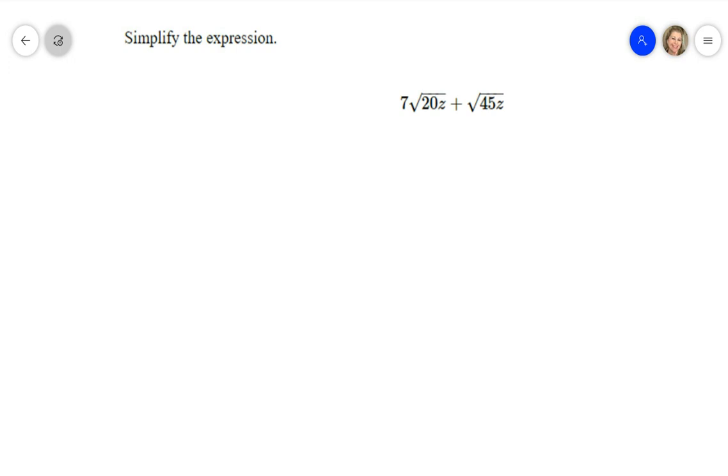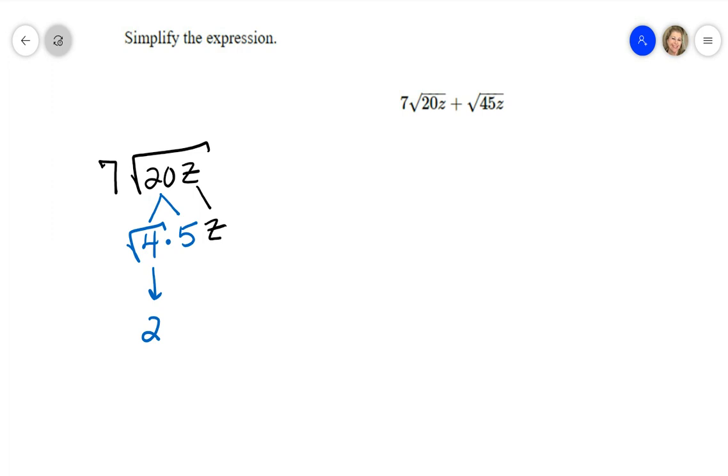So, I'm going to start with the 7 times the square root of 20z. 20 is not a perfect square. However, 20 is the same thing as 4 times 5. 4 is what I like to call a square rootable number. It's actually a perfect square. The square root of 4 is 2. I cannot take the square root of 5, and I also can't take the square root of this z, so this square root of 5z just stays the square root of 5z. But you also have this 7, so don't forget it.